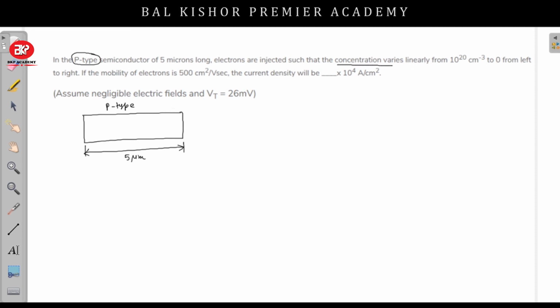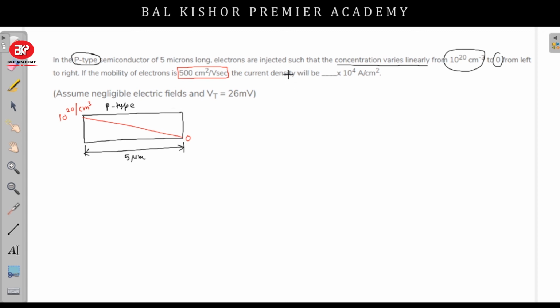So concentration मेरा vary हो रहा है linearly from 10 to the power 20 per centimeter cube to 0 from left to right. मतलब यहाँ पे जो इलेक्ट्रॉन हमने डाला तो इलेक्ट्रॉन का कॉन्सेंट्रेशन लिनियरली वेरी कर रहा है. सो लिनियरली ऐसे वेरी हो रहा है. यहाँ पे 0 कॉन्सेंट्रेशन हो रहा है और यहाँ पे मेरा कॉन्सेंट्रेशन हो रहा है 10 to the power 20 per centimeter cube. Now the mobility of the electron is given. ये मेरा mobility of the electron है. We have to find the current density.